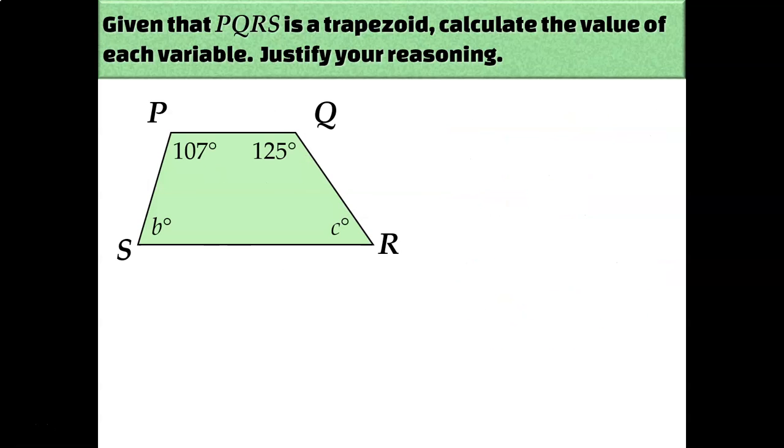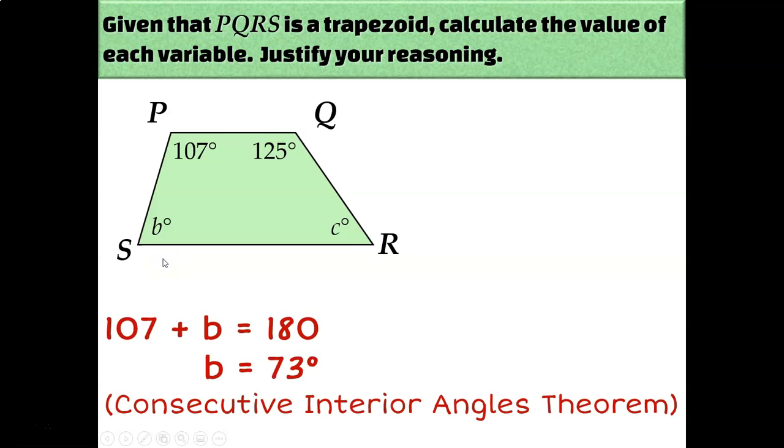Okay, let's calculate the angles. B and C are what we're looking for, but since this is not isosceles, we don't know that B and C are the same. Instead, we're going to use these two angles, adding up to 180 because they're consecutive interior angles, to solve for B, and use the same reasoning to say 125 plus C equals 180, and figure out that C must be 55 degrees.